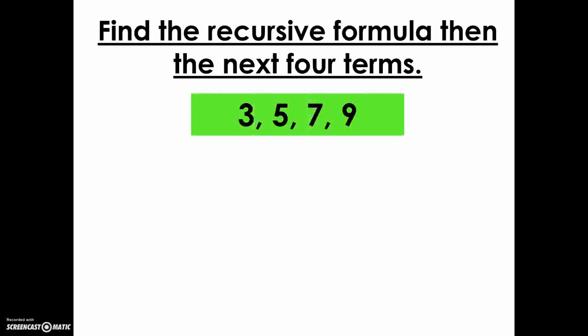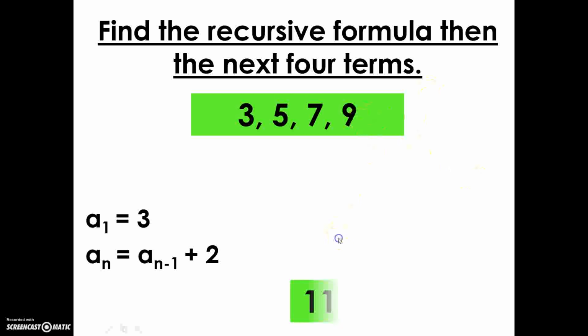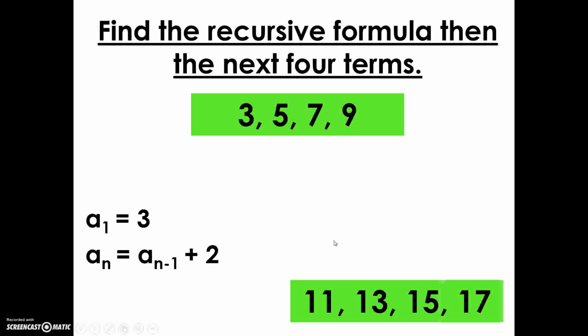So if I have the sequence 3, 5, 7, 9, I am going to say that a sub 1 is equal to 3, and then my common difference is, I do 5 minus 3, and my common difference is 2. So I'm going to have a sub n is equal to a sub n minus 1 plus 2. So that is my recursive rule. Now, to find my next 4 terms, this is basically telling me that I'm going to add 2 to my previous number to get the next number. So all I have to do is add 2, and my next 4 numbers are 11, 13, 15, and 17.